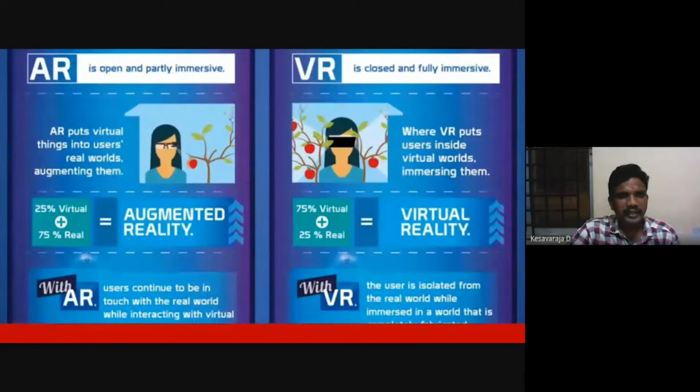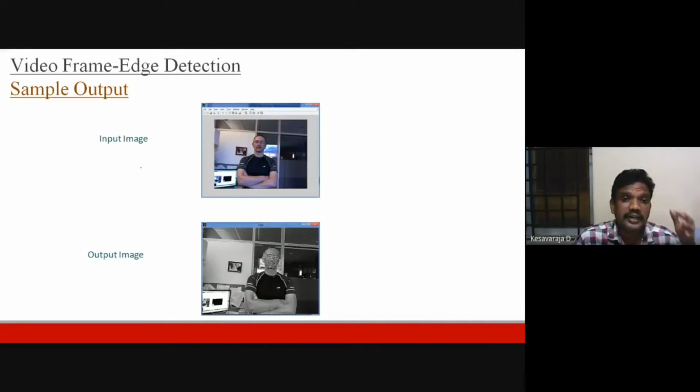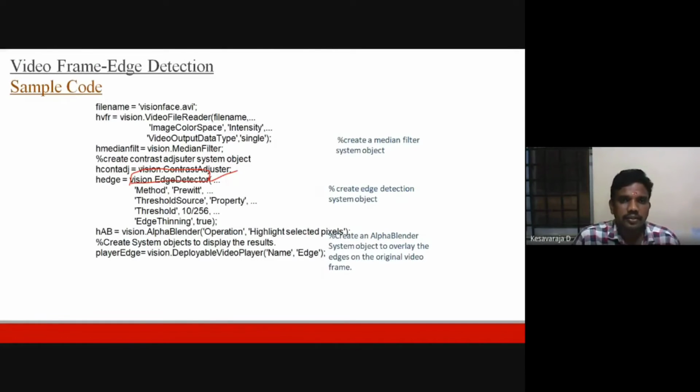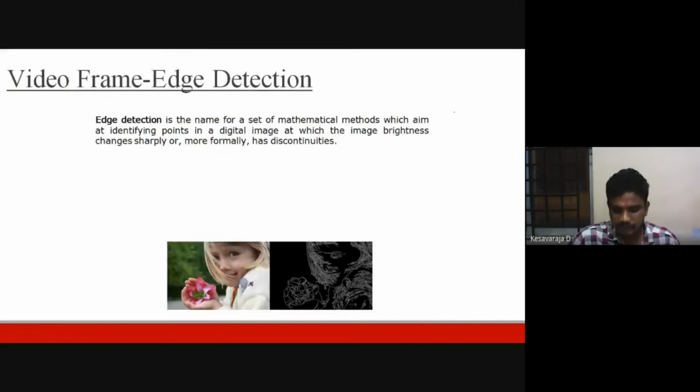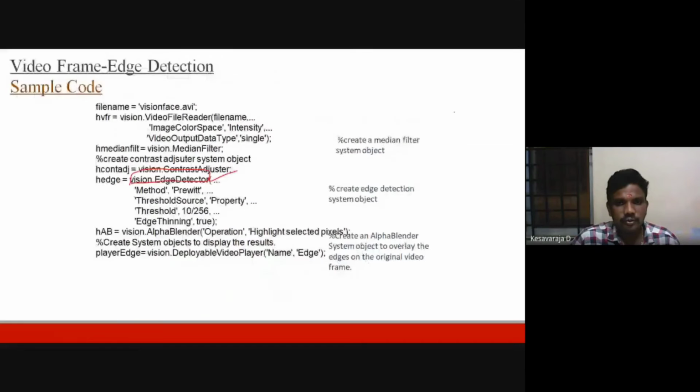So augmented reality. Similarly, the edge detector detects the edges. The handlers are vision.VideoFileReader, which reads the video, and vision.ContrastAdjuster, which adjusts contrast if needed. You can apply a median filter. So the vision object comprises a collection of classes and a collection of functions.